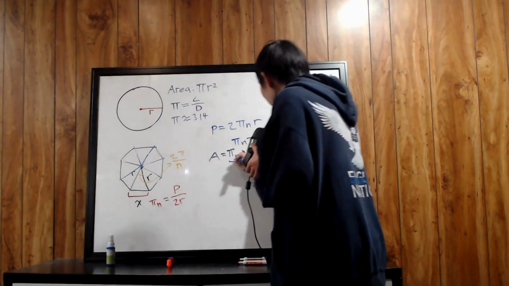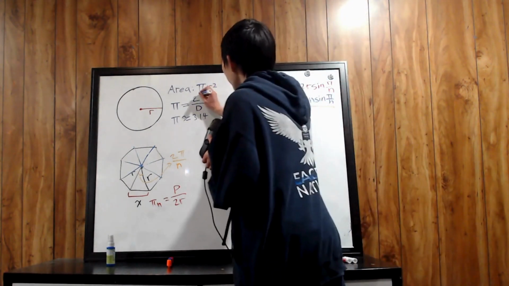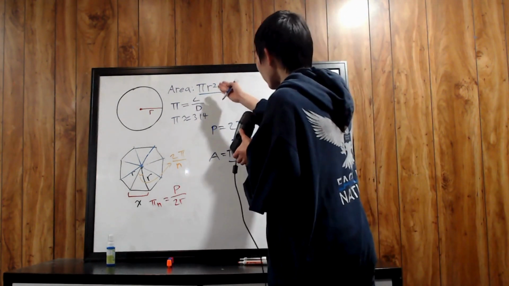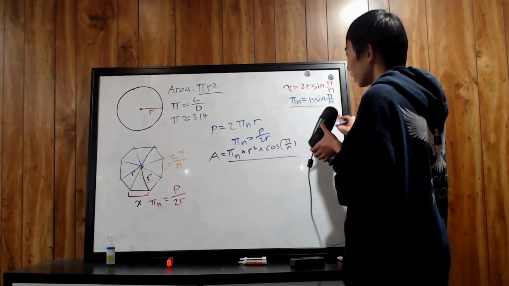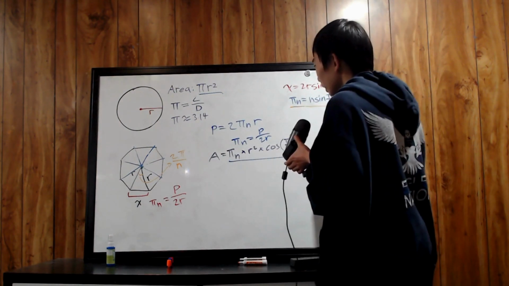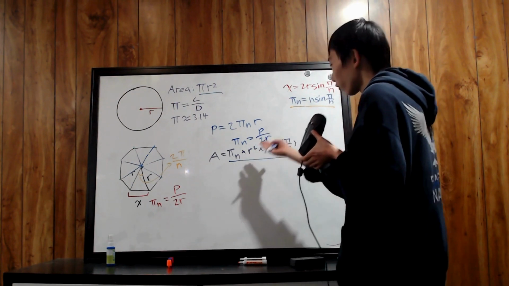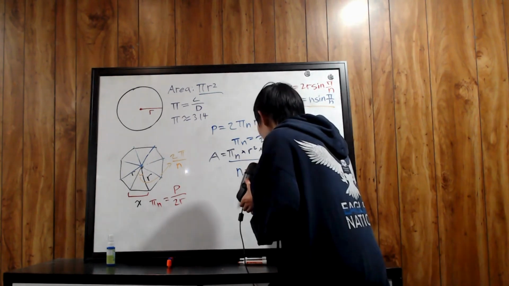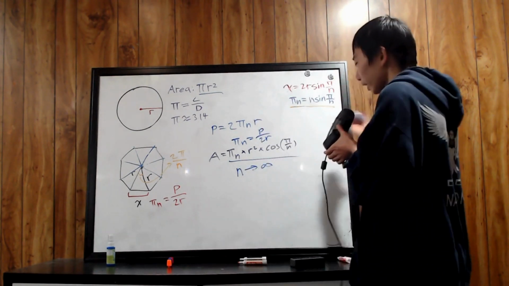Now, notice, once I erase all of this, here's the interesting part. We can use this formula to explain the area of a circle's formula. Look at the area of a circle, π r squared. The only difference here is that we don't have cosine π over n. But why is that? Well, this is the formula for the area of any regular polygon. So if we take n to go towards infinity, we get an exact circle.